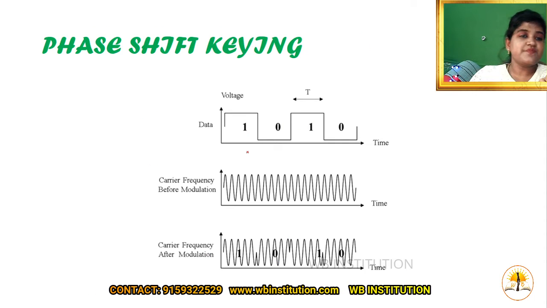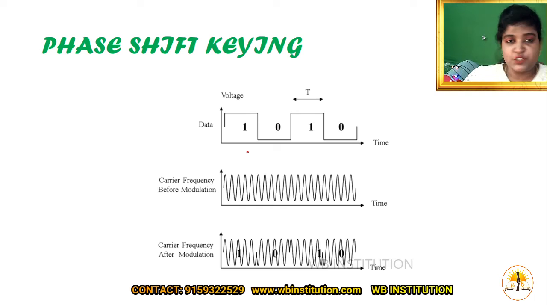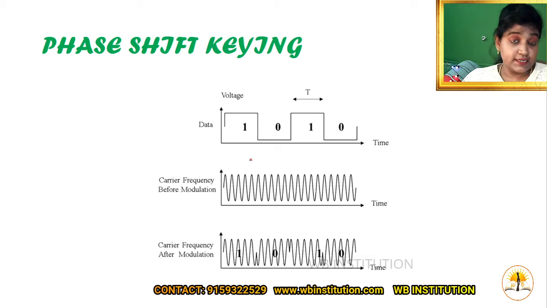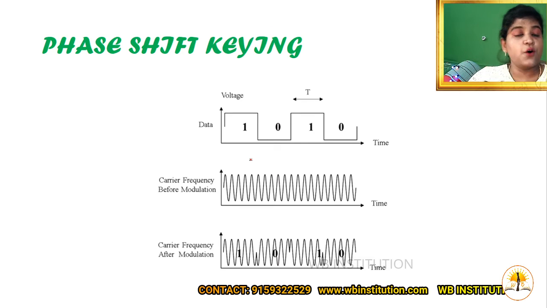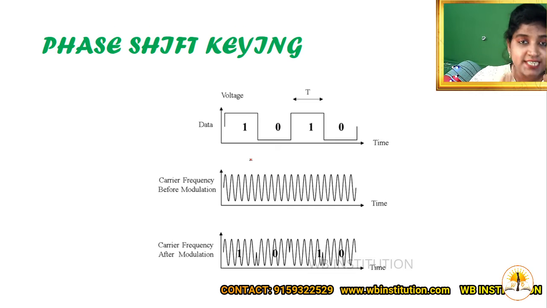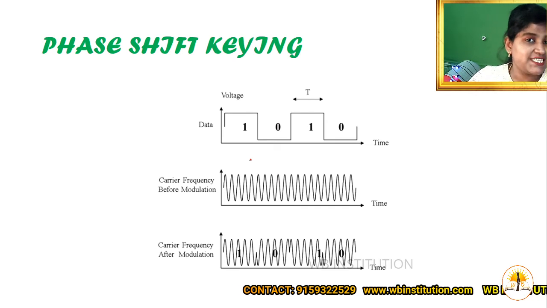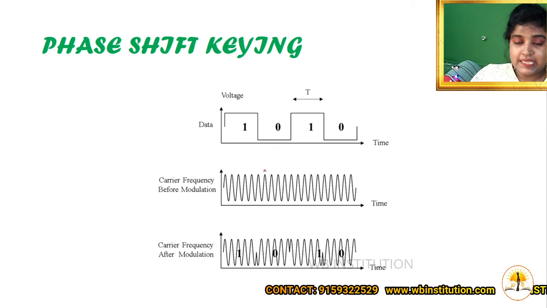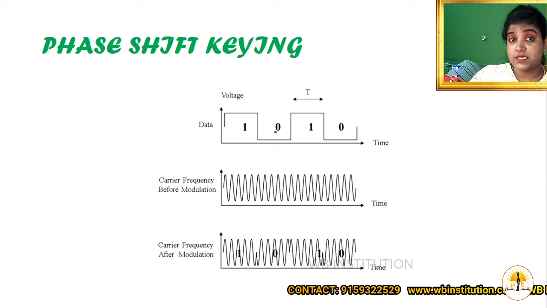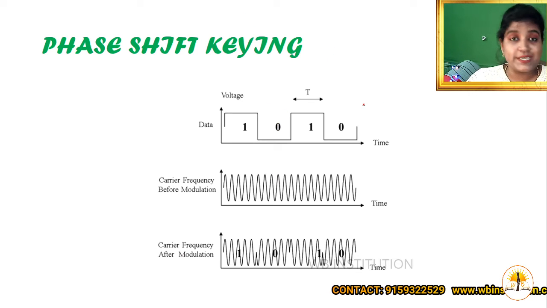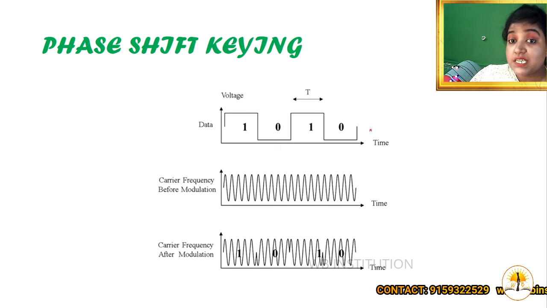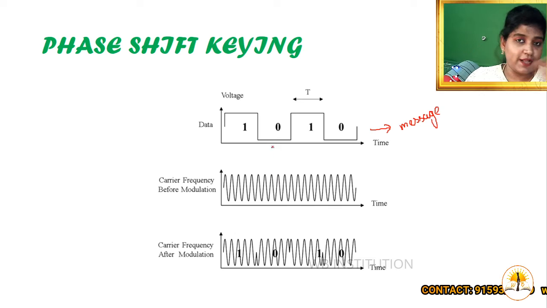Fine. So the final technique is phase shift keying. Under this, the phase of the carrier signal is modulated, shifted or keyed with respect to the instantaneous value of a digital message signal. In this technique, what waveforms do we have to obtain? First is your message signal. It is a digital signal, zeros and ones.